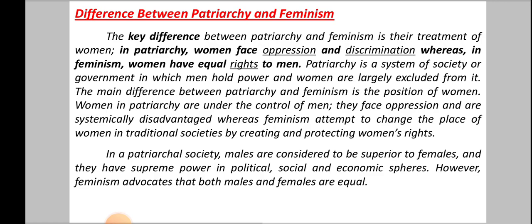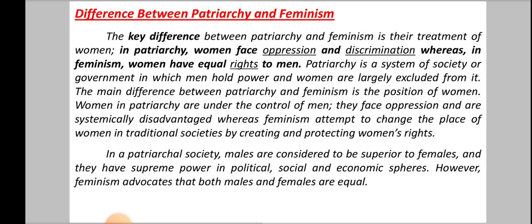The key difference between patriarchy and feminism is their treatment of women. In patriarchy, women face oppression and discrimination, whereas in feminism, women have equal rights to men. Patriarchy is a system of society or government in which men hold power and women are largely excluded from it. The main difference between patriarchy and feminism is the position of women. Women in patriarchy are under the control of men. They face oppression and are systematically disadvantaged, whereas feminism attempts to change the place of women in traditional societies by creating and protecting women's rights.